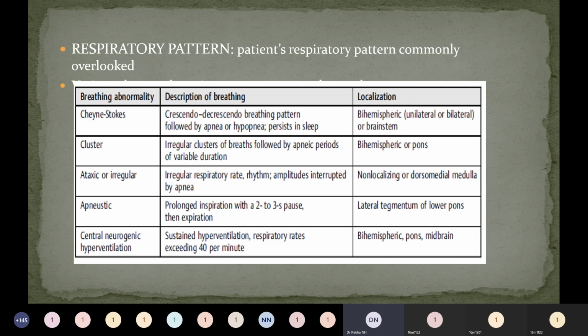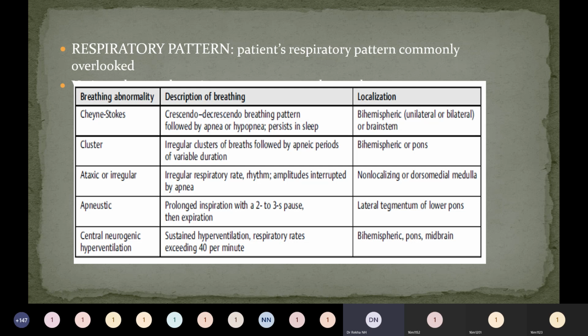Then the respiratory pattern after the vital signs. So we have to check the respiratory pattern. There are different respiratory patterns which can give clues to organic brain injury. These are Cheyne-Stokes breathing, cluster breathing, ataxic, apneustic, or central neurogenic hyperventilation. Cheyne-Stokes breathing, what is Cheyne-Stokes breathing? Increase in rate and depth of the respiration, followed by apnea or hypopnea. So the patient will have a crescendo-decrescendo breathing pattern. It is usually a bilateral hemispheric lesion. So that is Cheyne-Stokes breathing.